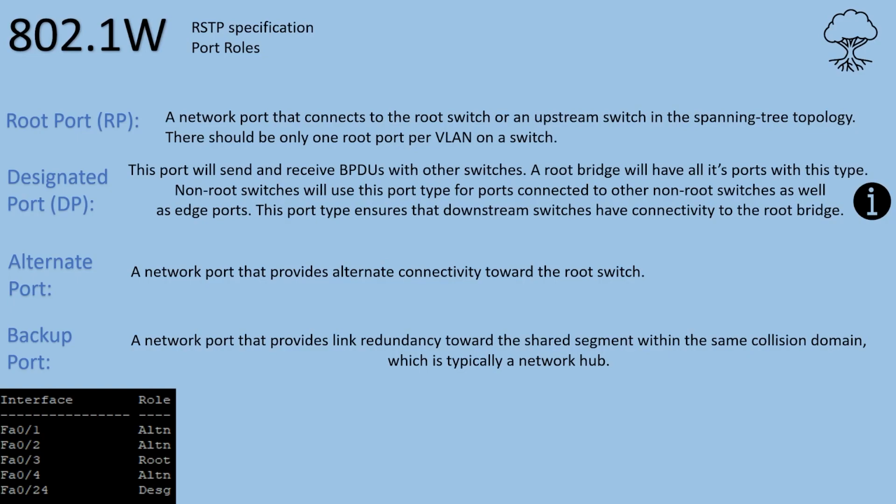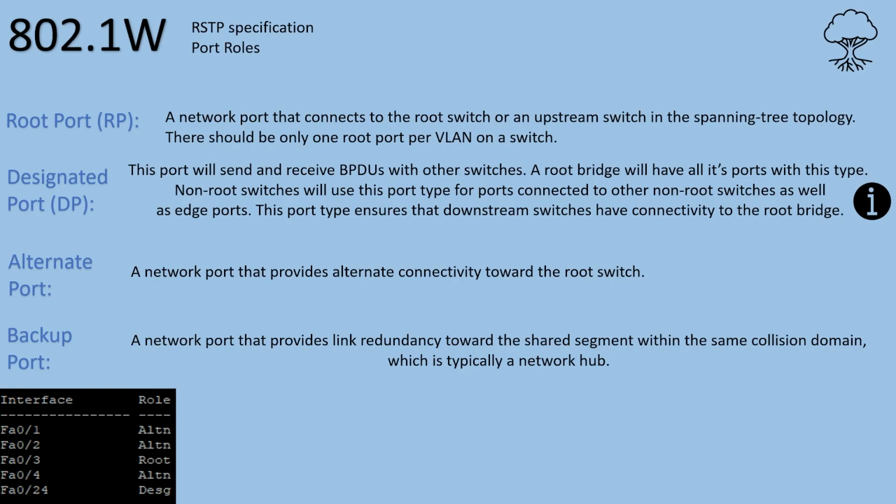Rapid Spanning Tree Protocol defines the following port roles. Root port: a network port that connects to the root switch or an upstream switch in the spanning tree topology. There should be only one root port per VLAN on a switch.